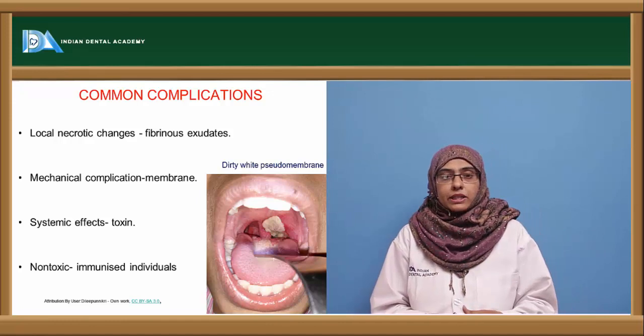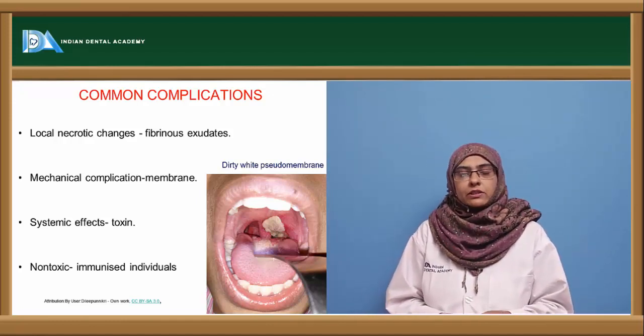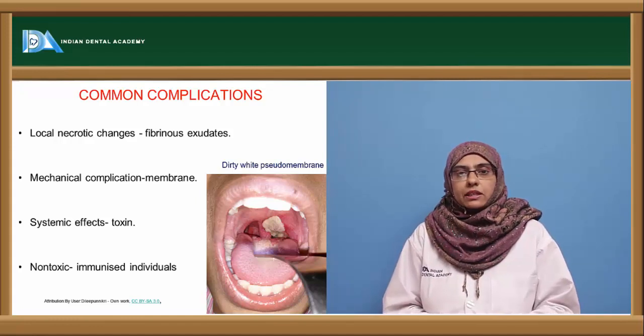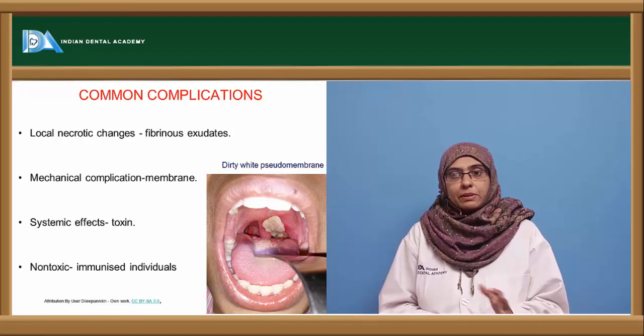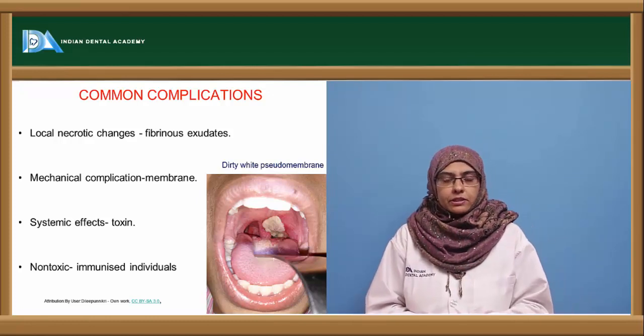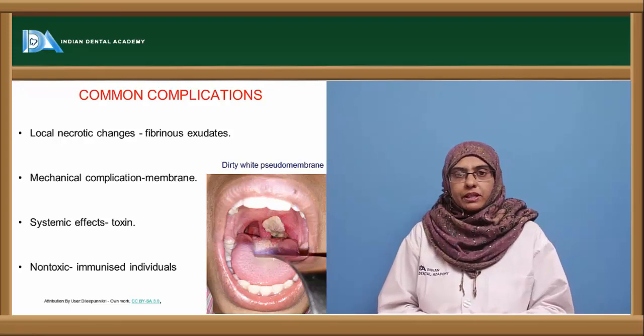The mechanical complication is because of the membrane, whereas the generalized complications are associated with the toxin that is present in the blood. That is called toxemia. The systemic effect is because of the toxin, and the mechanical effect is because of the pseudomembrane that is formed.